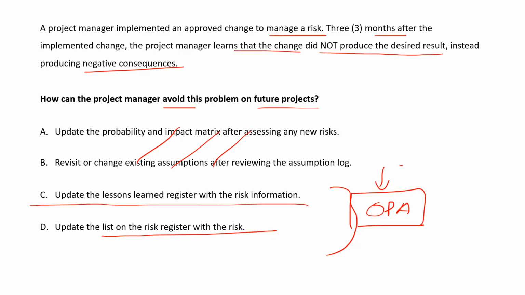Because risk register contains what? For sure the lesson learned register, but it will be updated there. So this is the first step, this is the second step. So it's better to go with the first step. You will update the risk register, then the lesson learned register. So D was the better answer than C. If D is not there, then yes, C is the answer. If I remove D, then yes, C is the right answer.